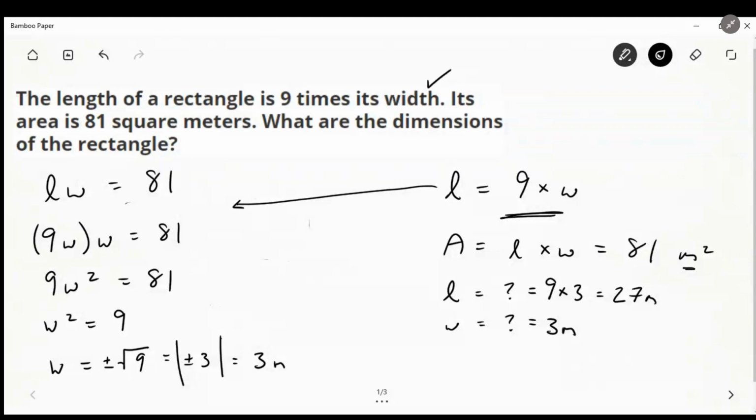Its area is 81. Well, let's see. Is W times L 81? Well, that's 27 times 3, so 21.5 or 3 times 2 is 6, plus 2 is 8. So we have 81 square meters for the area. So that looks good.